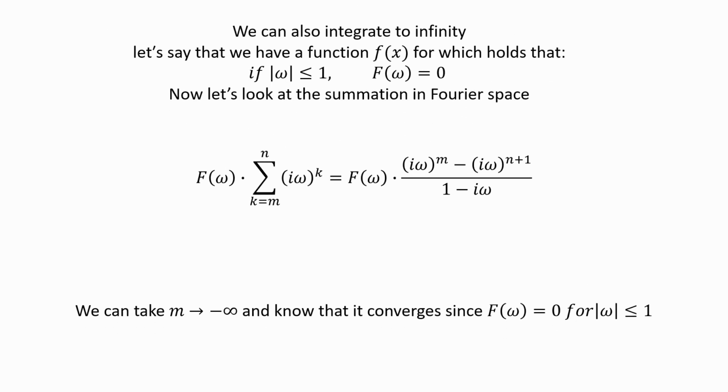Now we can also integrate to infinity. And here we have the same story, but actually the one that disappears is m as we take n to minus infinity. But since now we have 1 over i omega, we want the modulus of omega to be bigger than 1. Thus, we want that our Fourier transform function is 0 for all omega which has a modulus which is smaller or equal to 1.